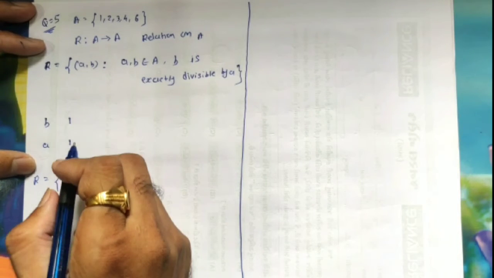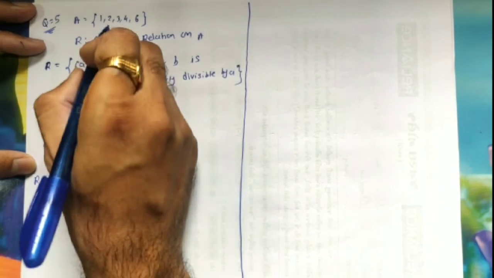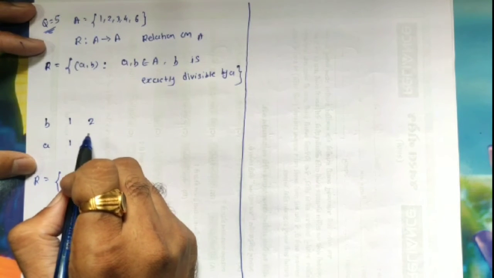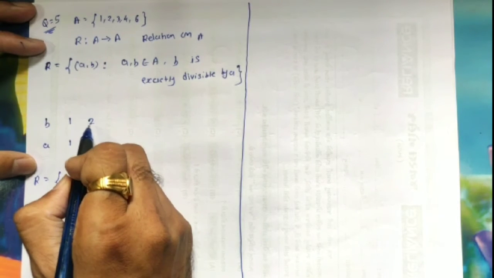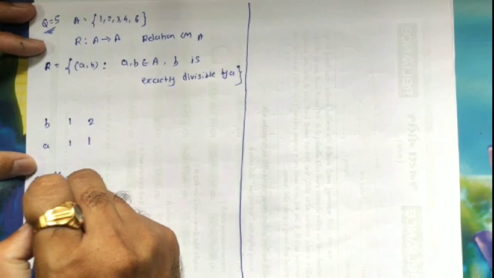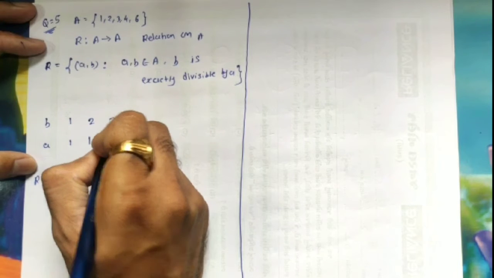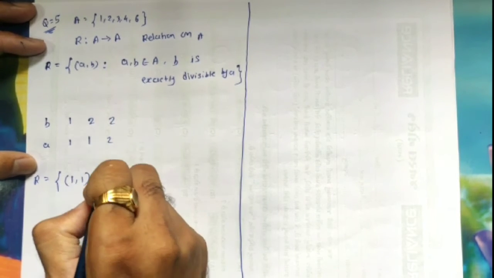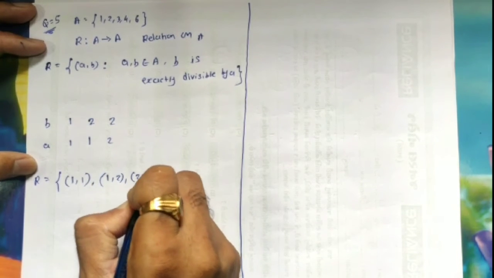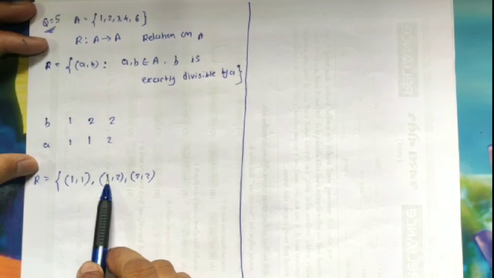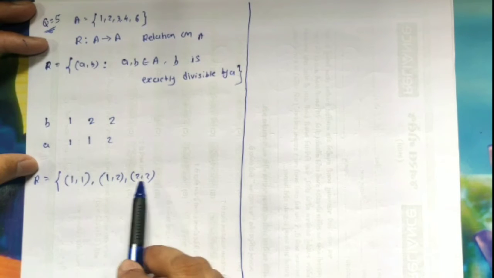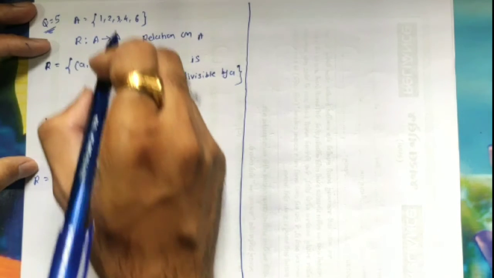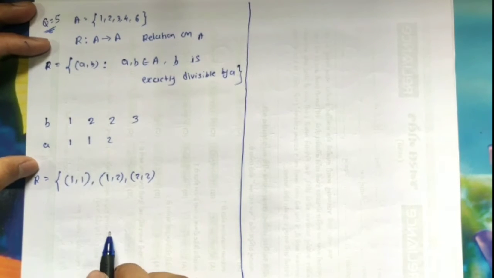Now we are considering the second element. Suppose we are taking B equal to 2. So here you have to consider 2 is exactly divisible by which numbers of this set A. So 2 can be exactly divisible by 1, right? 1 can exactly divide 2, and 2 can also exactly divide 2. So for this one we are getting two cases, (1, 2) and (2, 2). Check this: 2 is exactly divisible by 1, yes. 2 is exactly divisible by 2. So (2, 2). Clear?